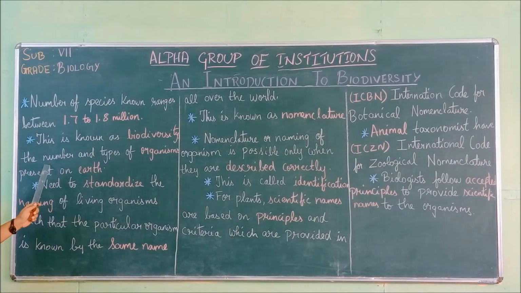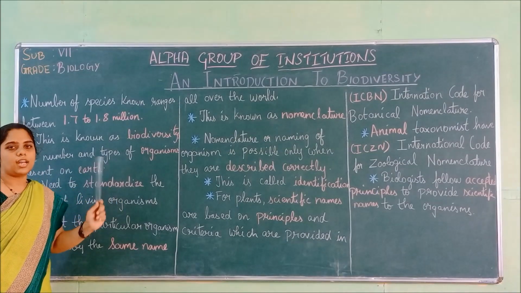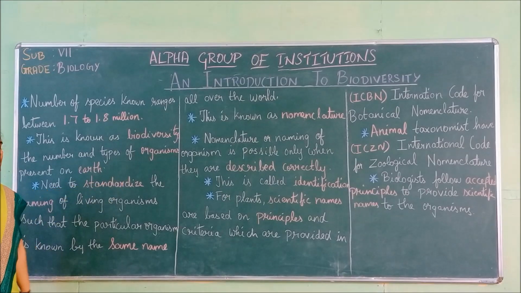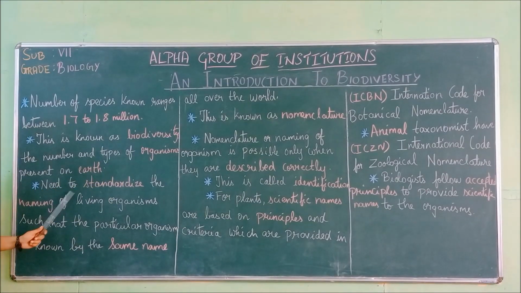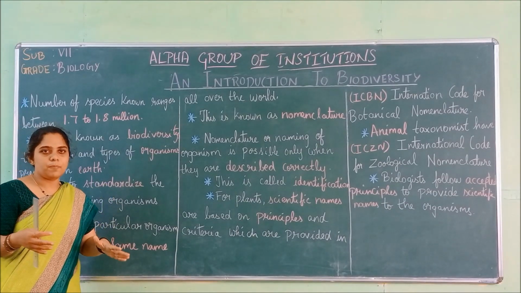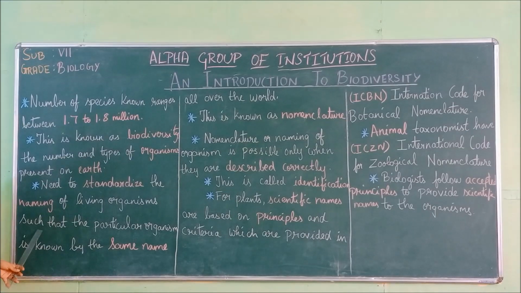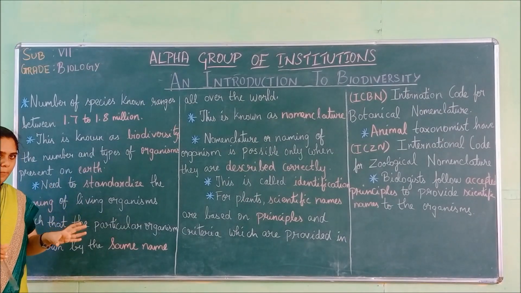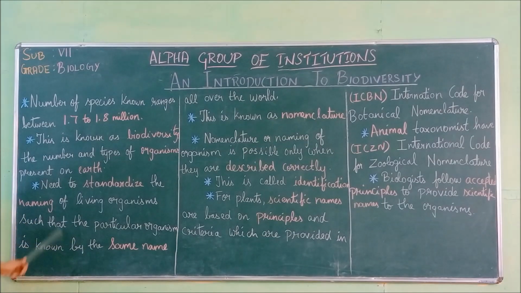So studying about the number of organisms and the types of organisms is known as biodiversity. And there is a need to standardize the naming of living organisms. We should make proper steps to name any organism such that the particular organism is known by the same name. So if you take a parrot, the entire world, everywhere, wherever the parrot goes, it has to be called by that specific name. So for that we need to make some changes to standardize.